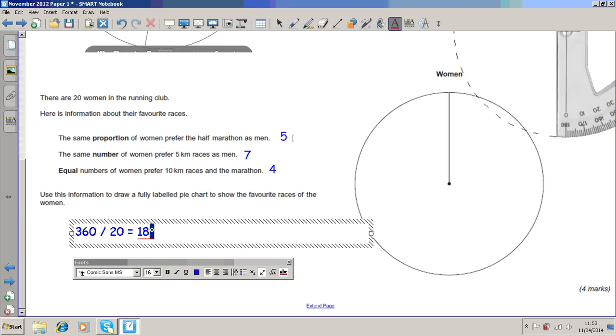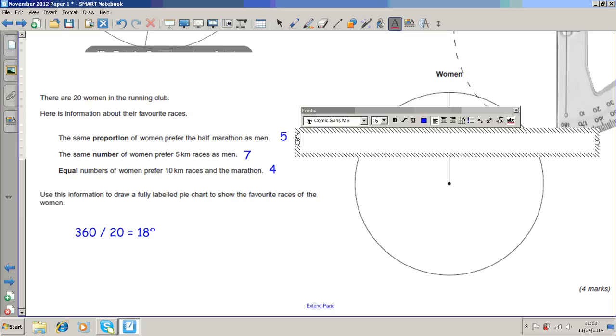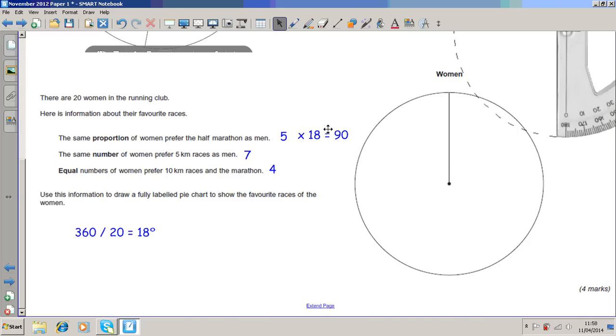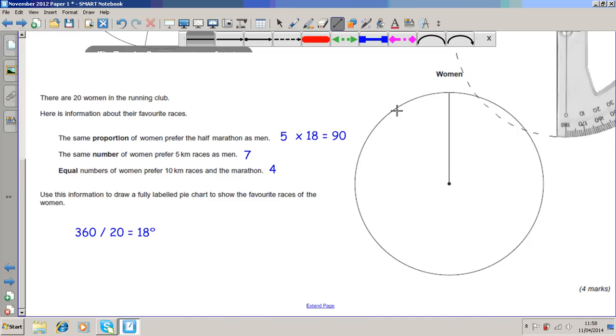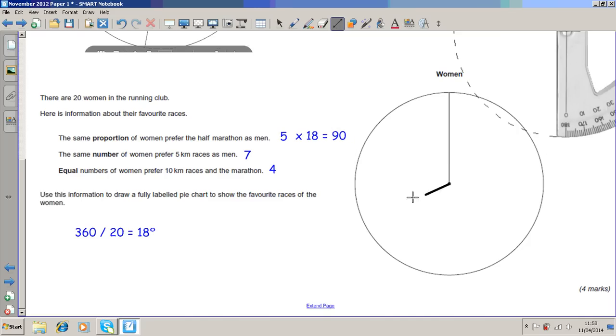Okay, so 5 times 18 then, it's going to give me 90, which we kind of know because it's the same size, same proportion as the men's. I don't need my protractor for that one, I can manage that one.